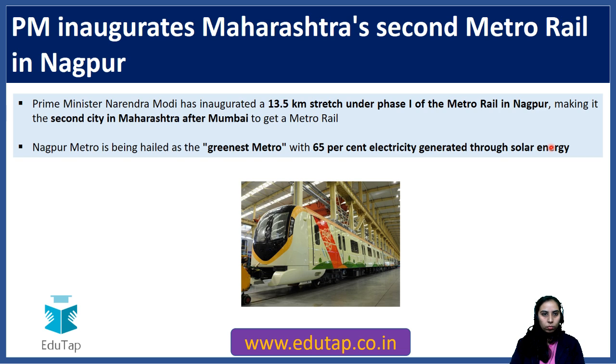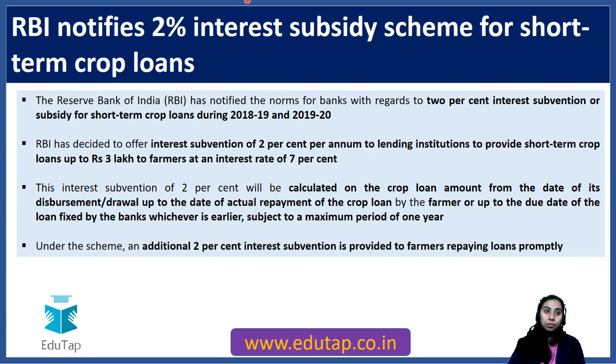Okay, shall we move on to the next news then? This is very important. RBI has notified the 2% interest subsidy scheme. This subsidy scheme has come for short-term crop loans. So RBI has notified the norms with regard to this 2% interest subvention for the years 2018-19 up till 2020.